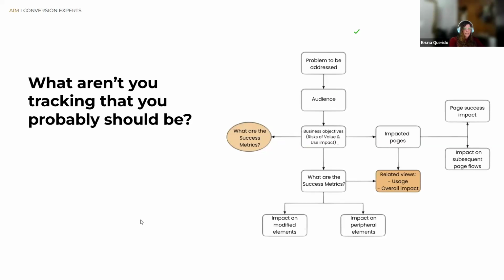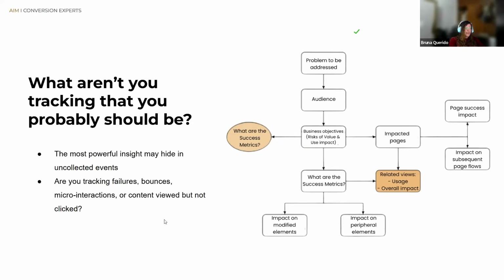And what aren't you tracking that you probably should be? So you have to ask yourself a few questions. What are the success metrics? What is your audience? What are your business objectives? You want to track only success metrics or behavior metrics.